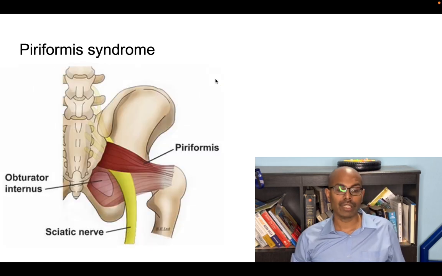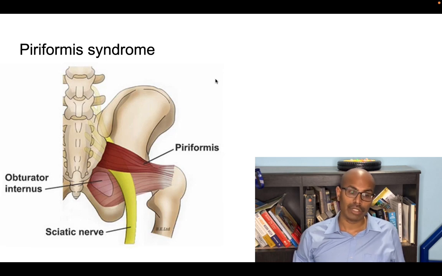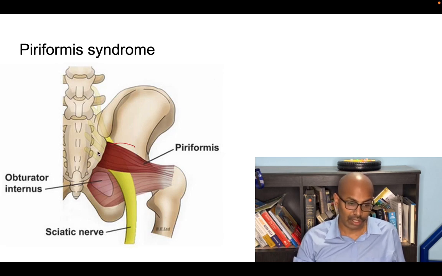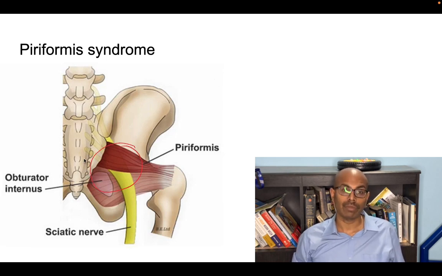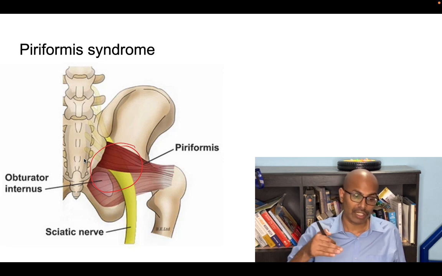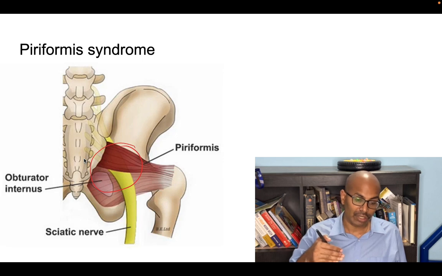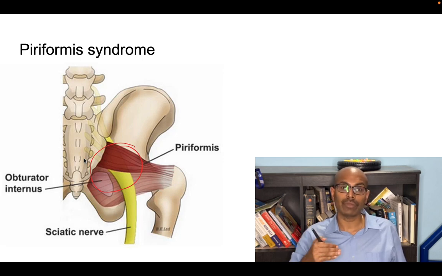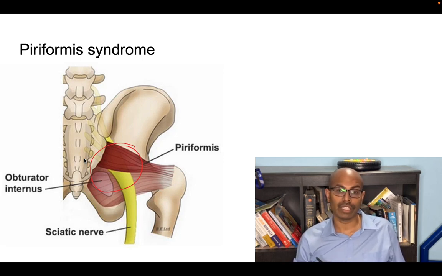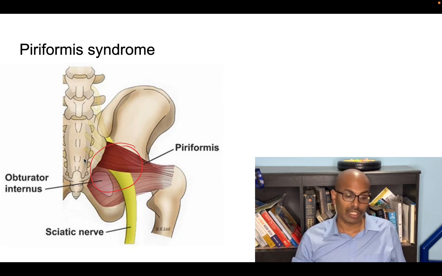Next, coming to the lower limb, a few of the lower limb syndromes. Piriformis syndrome: this is when the sciatic nerve gets caught behind the piriformis muscle. So the sciatic nerve comes out of the greater sciatic notch, goes beneath the piriformis, and then comes over the short external rotators of the hip joint. So when it is under the piriformis muscle, it can get compressed here.